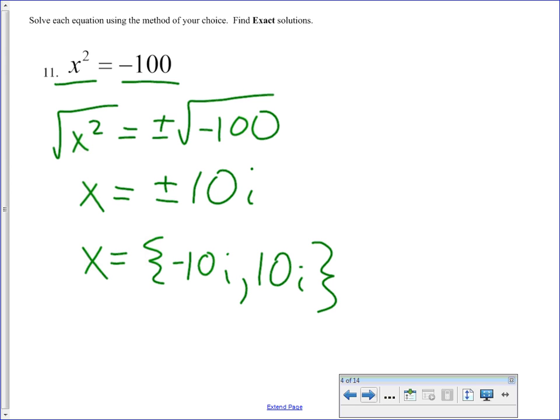And remember that imaginary solutions always come in pairs. Always, always, always.